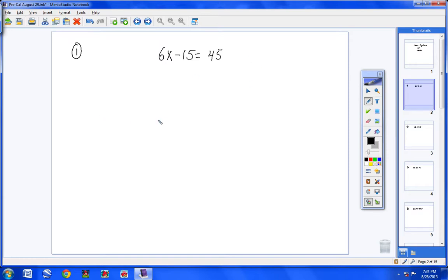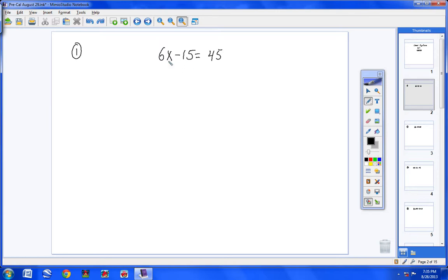Let's solve some equations. When you're solving linear equations, you first of all want to simplify both sides. Well, there's nothing you can do to this side over here. It's just a 45. And notice on the left side, we have an x term and a constant term, so you cannot put those together. They're unlike terms. So there's nothing I can do to this side.